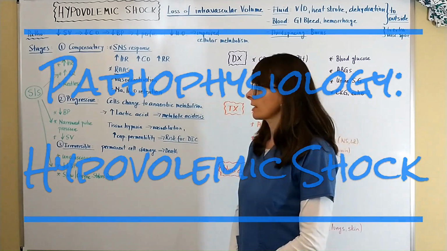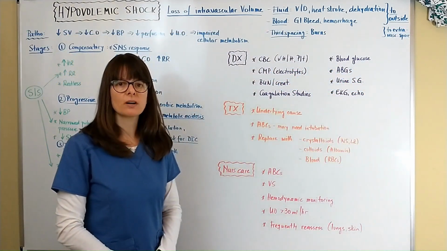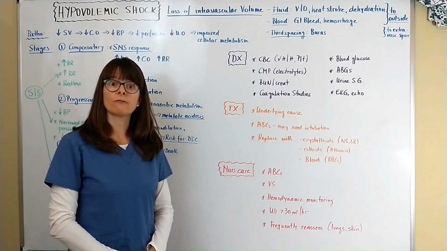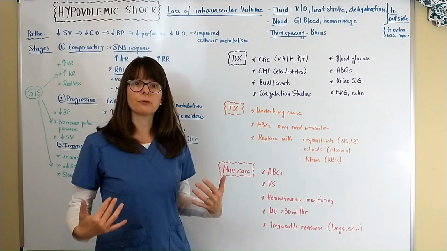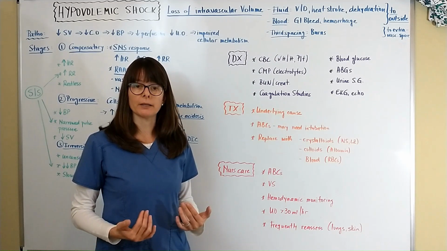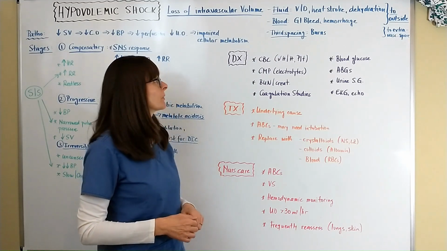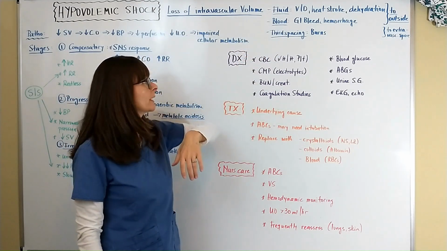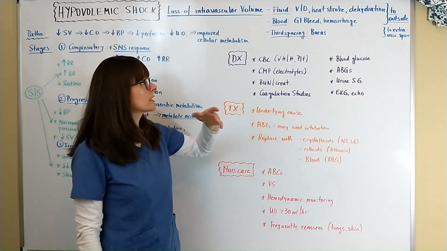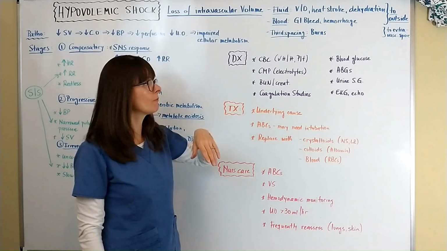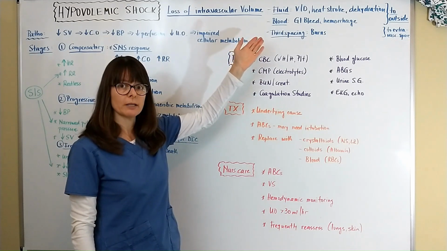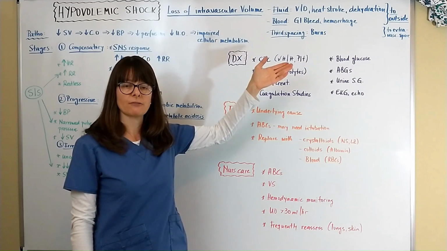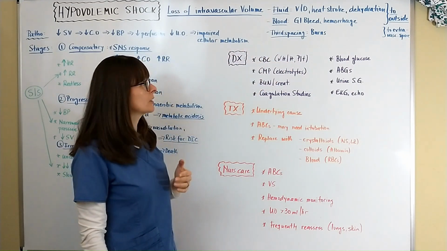Now, hypovolemic shock is basically a loss of intravascular volume, and that can be a loss of volume, so basically the fluid, or it can be loss of blood, or it can be a combination of the two. So if we're just losing fluid, this can be due to vomiting or diarrhea, or maybe a heat stroke, extreme dehydration, and so forth. But we can also lose blood or blood components from, let's say, a GI bleed or any kind of massive hemorrhage from a trauma or any kind of other injury.